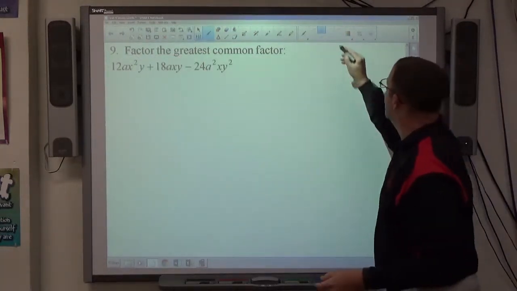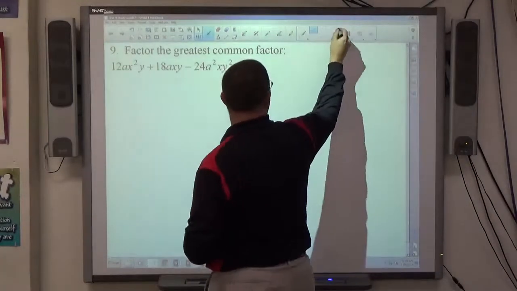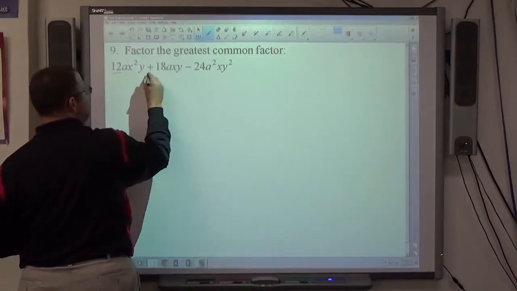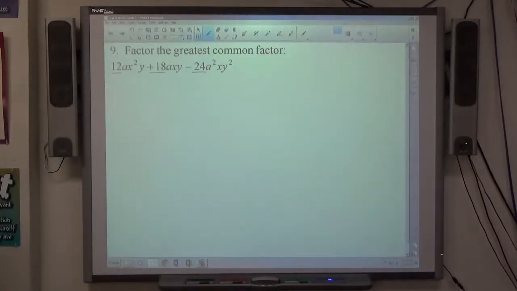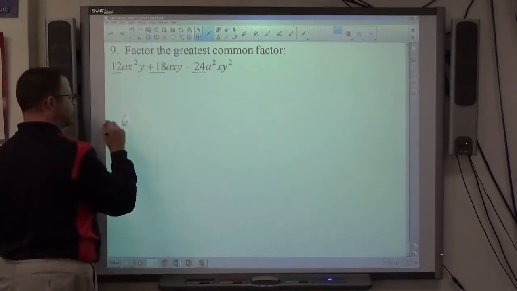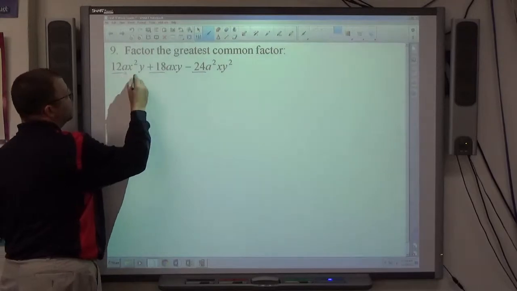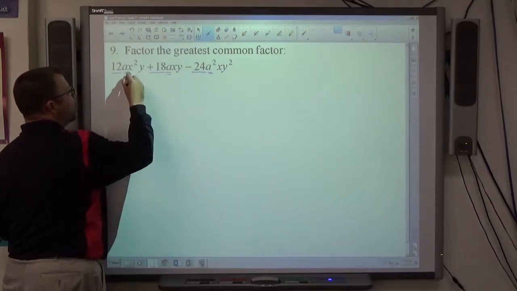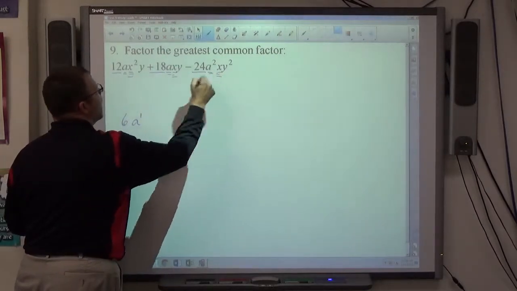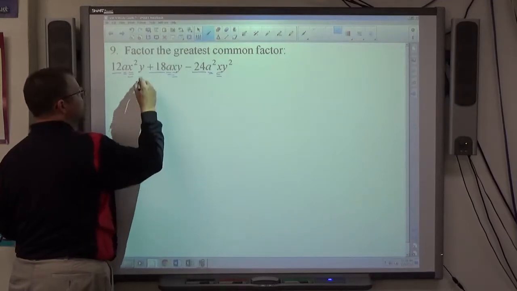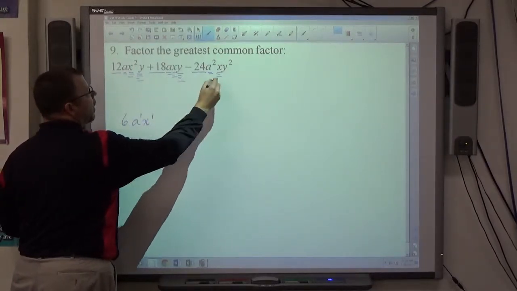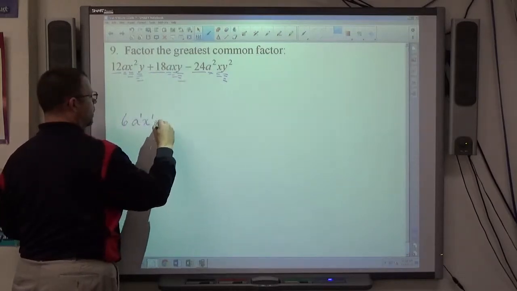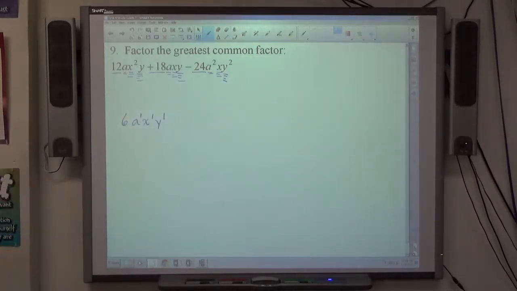Number 9, same deal, greatest common factor. A quicker way to do greatest common factor that you might prefer. You look at the numbers 12, 18, and 24 and ask yourself, what's the biggest number that divides those evenly? And you come up with 6. And then we have A, 1, 1, 2, we'll take the 1. We have X, X, X, we have 2, 1, 1, we'll take the 1. We have Y, Y, Y, we have 1, 1, 2, we'll take the 1. So 6AXY is the greatest common factor of those terms completely.